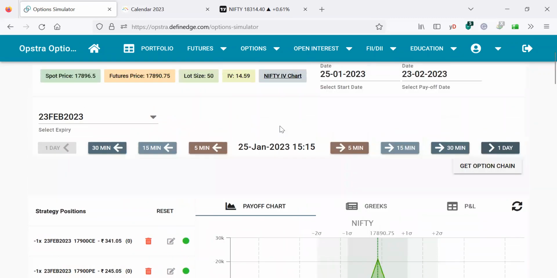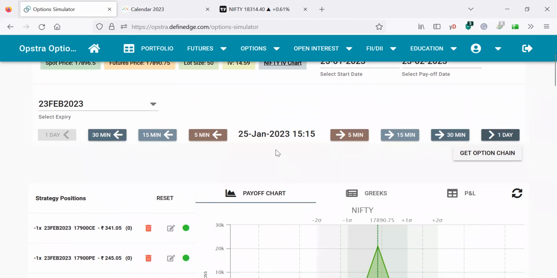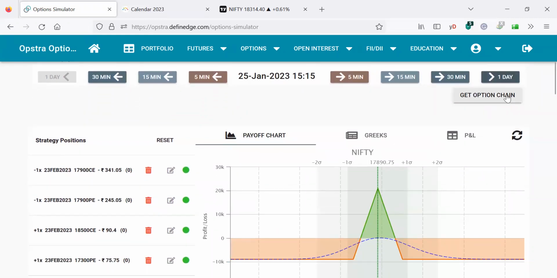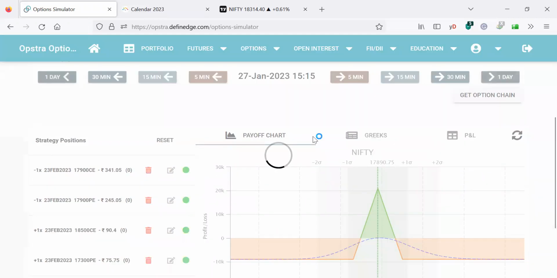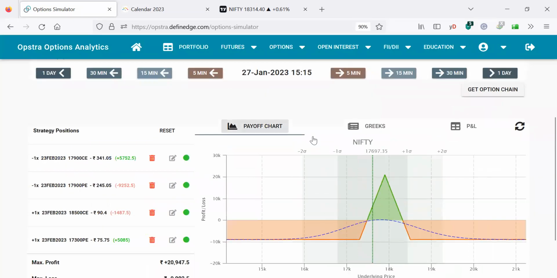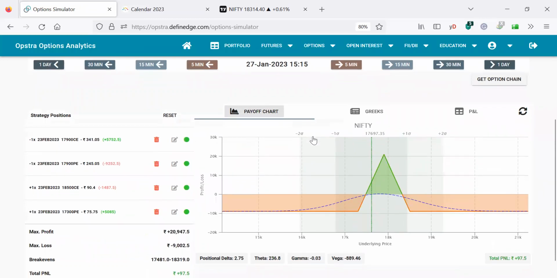So now we have created this on the 25th of Jan at 3:15. Now, we are not regular adjusters; every minute we are not going to adjust the strategy. So let us go to the next day. With the help of this simulator we can go to the next day. I'll make it small so that you can see it on a single screen. I hope it is visible now.